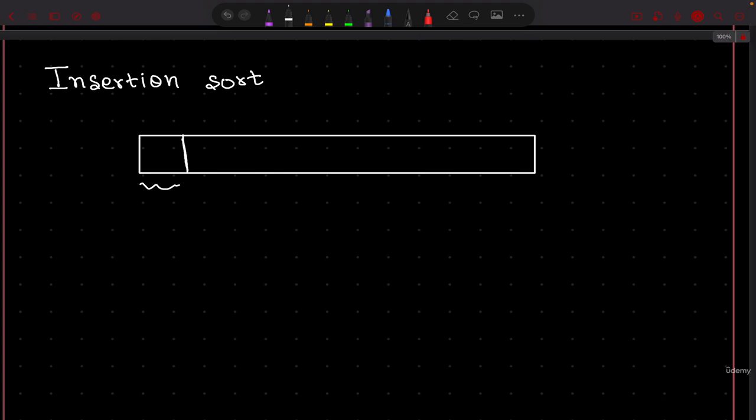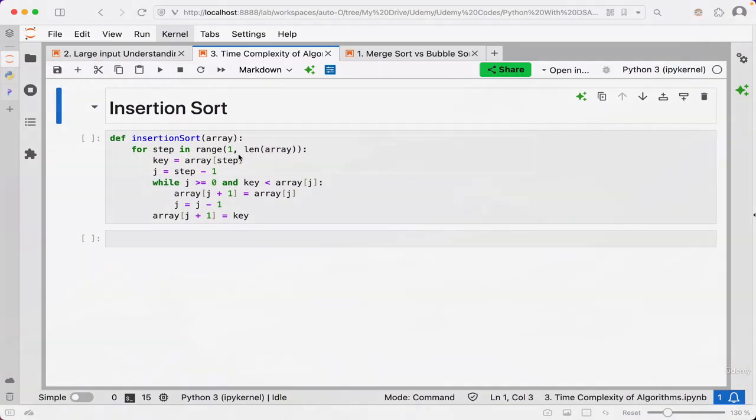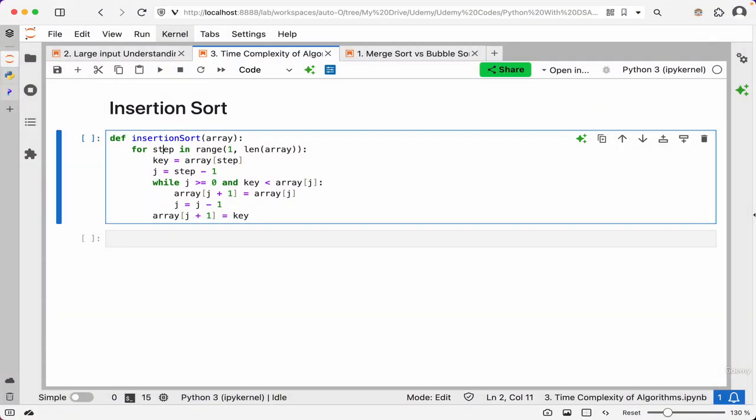Now, if we actually think about it, let us see the code as well. In this particular code, this is the code of insertion sort. Here we have insertion sort, for step in range. So I'm picking up the element one by one. The first element, we always assume that it's sorted.